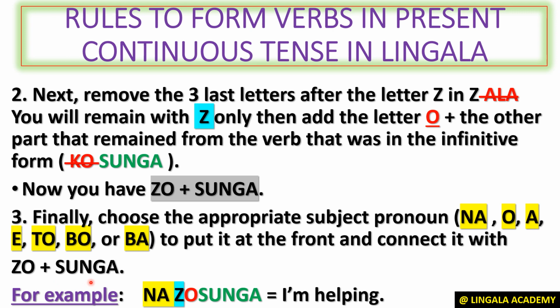For example, if I want to say I'm helping in Lingala, na, like I said, is I. So I will put na followed by zo, which was the remaining part of the verb kozala, to be, plus sunga, which was the remaining part of my infinitive verb. So I will have nazo sunga. Again, nazo sunga, which means I'm helping.